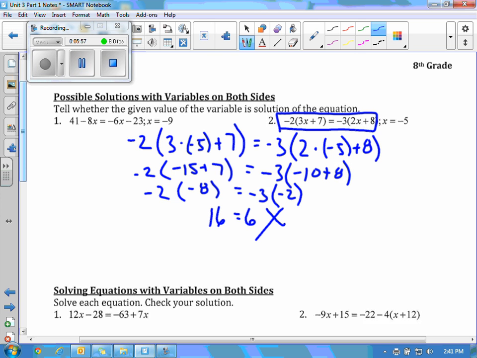In order to be a solution, I would have to line up with the same thing on both sides of the equal sign. Alright, so that's number 2. I'll leave number 1 for you guys.